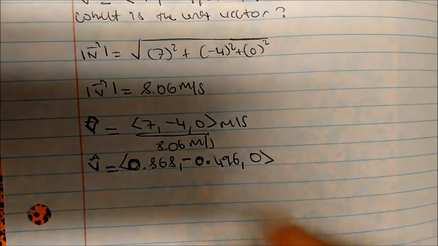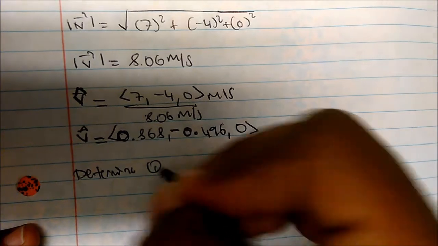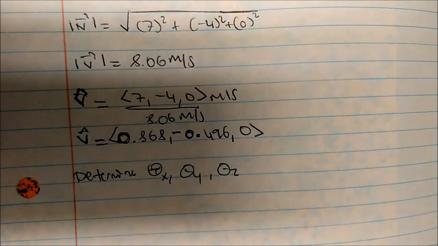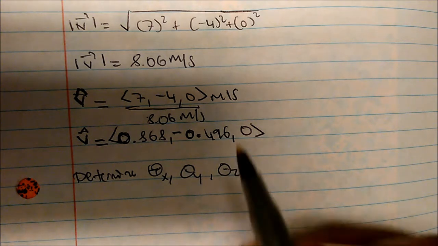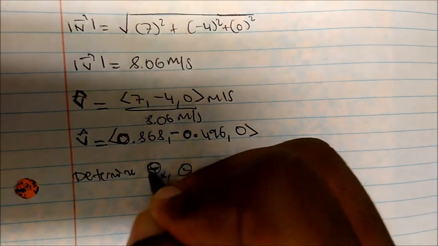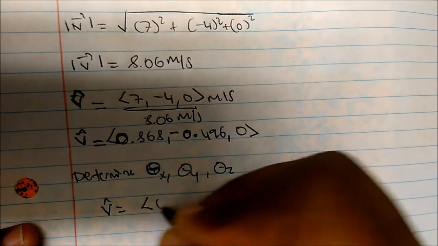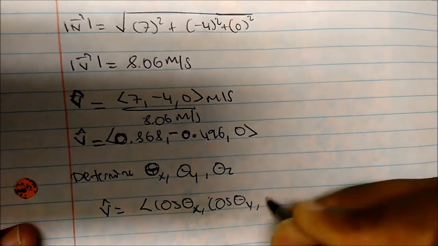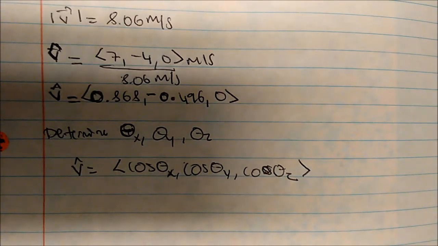So my question to you is, what if I wanted you to determine theta x, theta y, and theta z? How would you determine the angle in each direction? Well, remember, the unit vector v hat is given by cosine of theta x, cosine of theta y, and cosine of theta z.